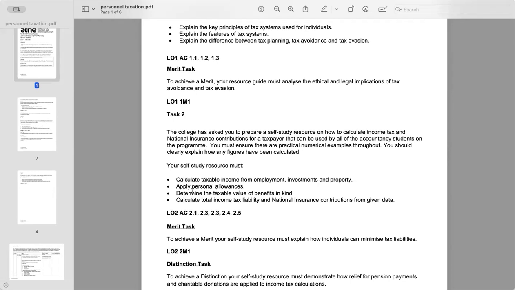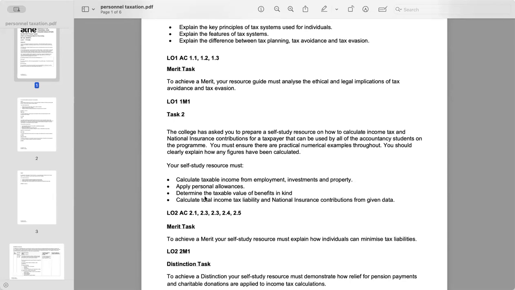Then apply personal allowances. You will apply personal allowances to reduce the taxable income. Personal allowances serve as a tax-free threshold, allowing individuals to earn a certain amount of income before paying tax, as we discussed previously as well.